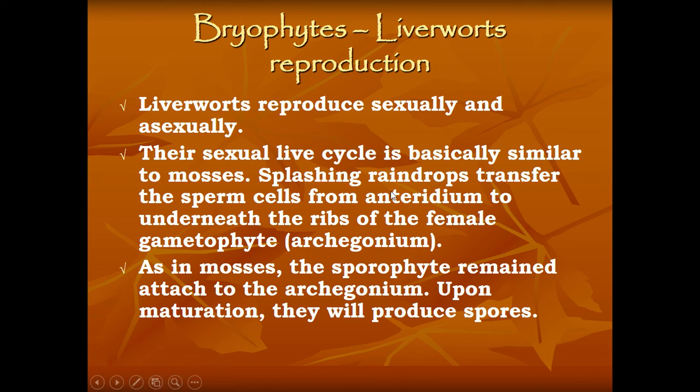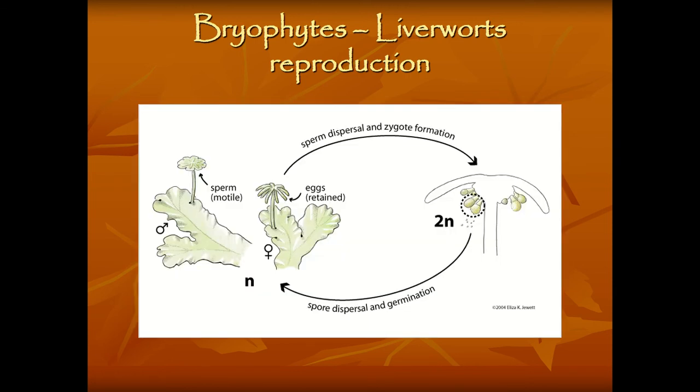Splashing raindrops will transfer the sperm cell from the male gametophyte to underneath the rib of the female gametophyte, which is the archegonium. As in mosses that we have learned before, the sporophyte remains attached to the female gametophyte, right? Upon maturation, they will produce spores, okay? The mature sporophytes, as you can see over here.